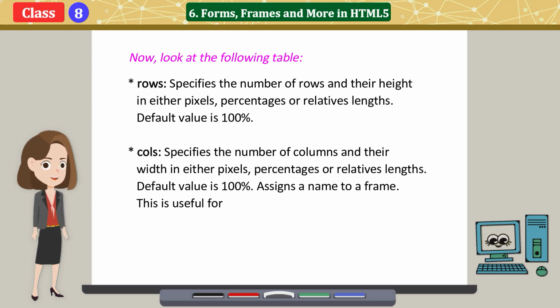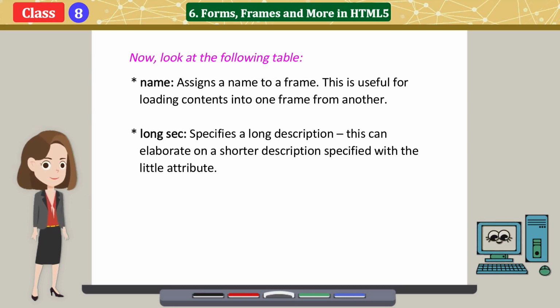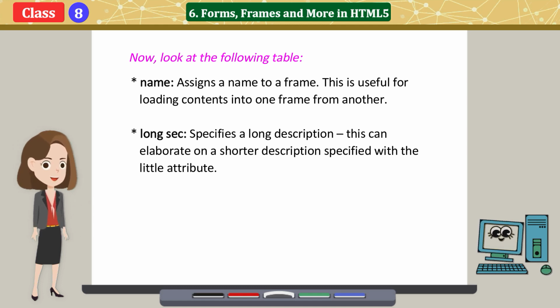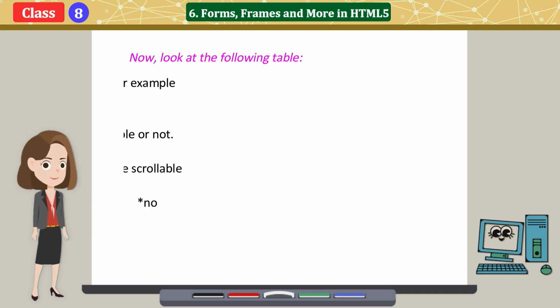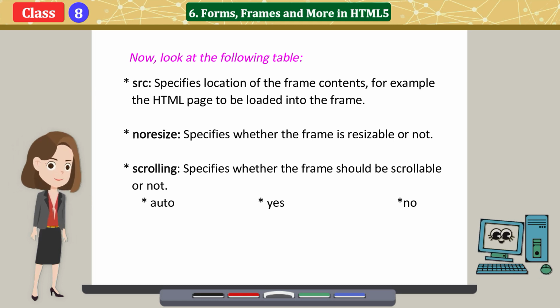Default value is 100%. Name assigns a name to a frame. This is useful for loading contents into one frame from another. Longdesc specifies a long description. This can elaborate on a shorter description specified with a title attribute. src specifies the location of the frame contents, for example, the HTML page to be loaded into the frame.